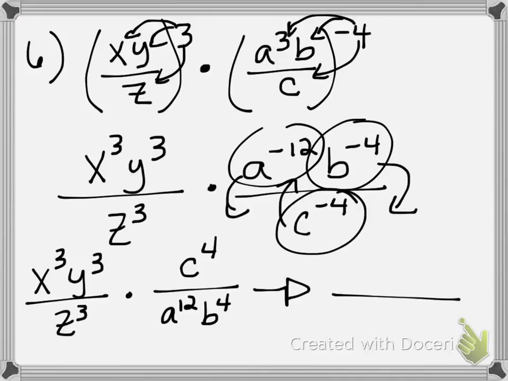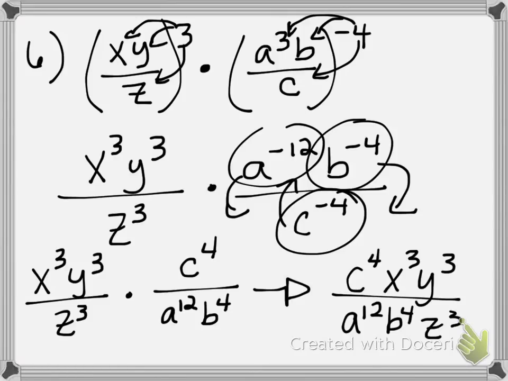And then I'm going to need to multiply them together. Now, if you notice, none of the bases are the same, but when you write your answer, it does need to be in alphabetical order. So there needs to be c to the 4th, x to the 3rd, y to the 3rd, all over a to the 12th, b to the 4th, z to the 3rd power. So that's the big thing too with this, is that it all has to be in alphabetical order whenever you're writing your final answer.